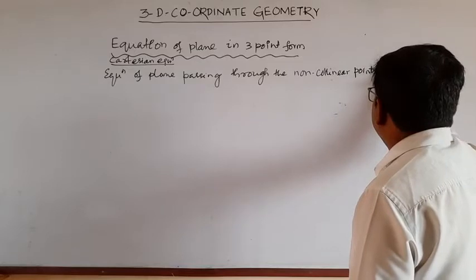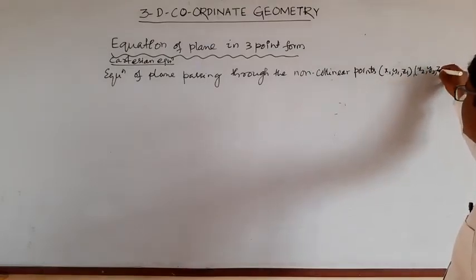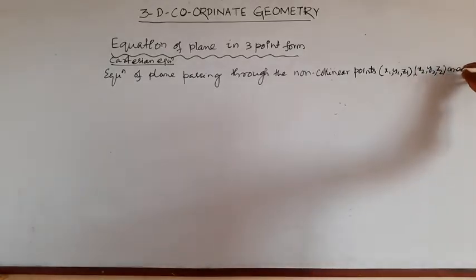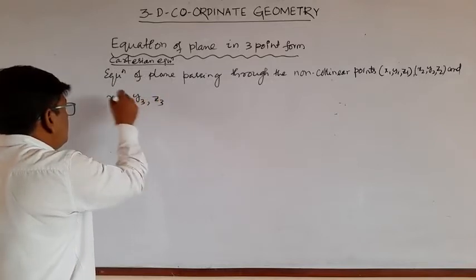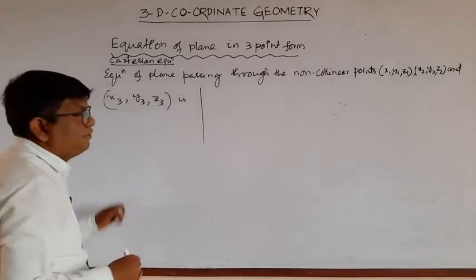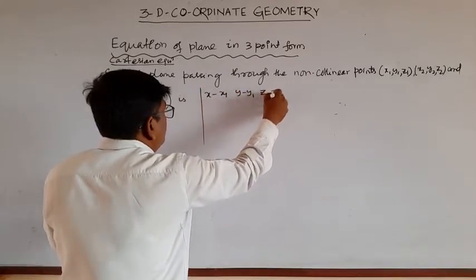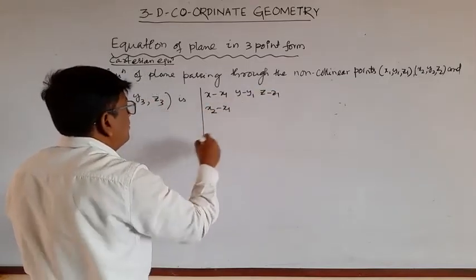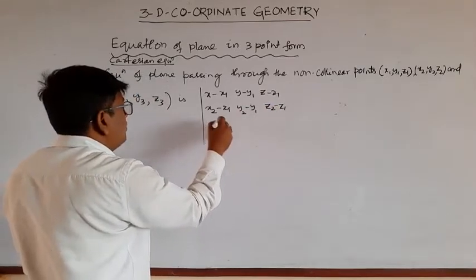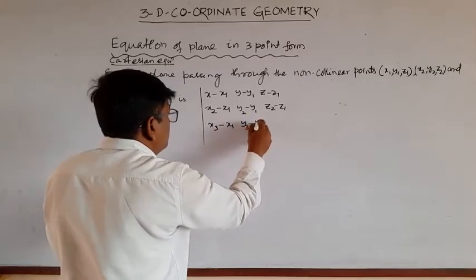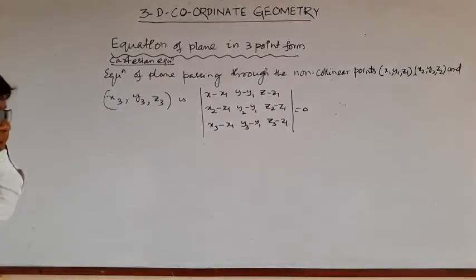The equation of the plane passing through the non-collinear points x1, y1, z1, x2, y2, z2, and x3, y3, z3 is given by the determinant of x minus x1, y minus y1, z minus z1; x2 minus x1, y2 minus y1, z2 minus z1; x3 minus x1, y3 minus y1, z3 minus z1, is equal to 0. This is the equation of plane passing through 3 points.